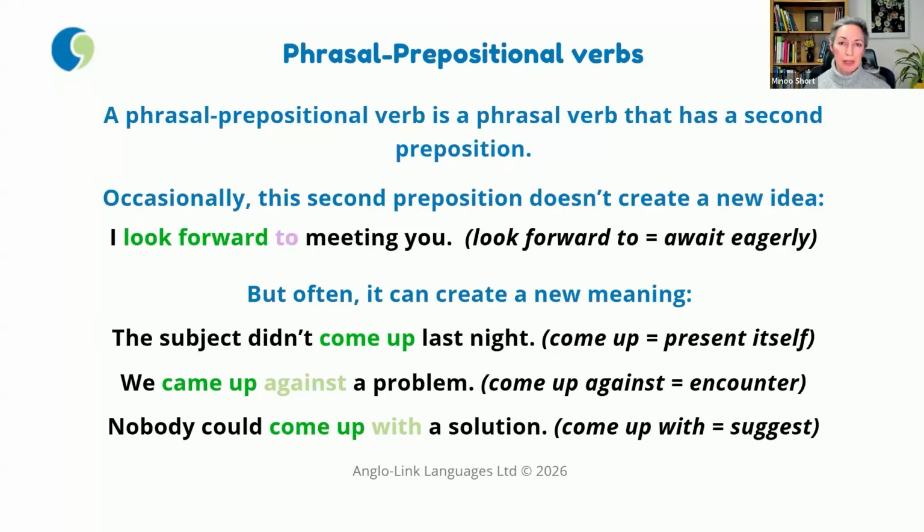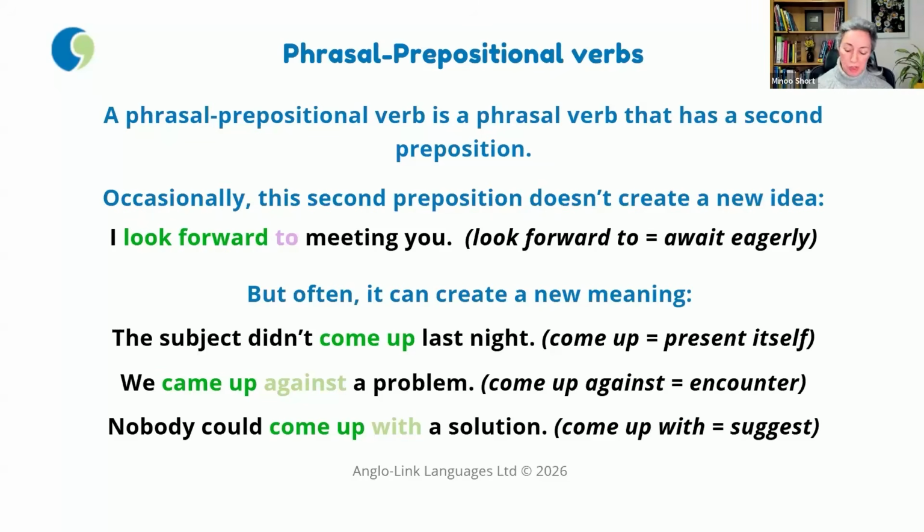If we add a second preposition, against, to this come up, we create a new verb. We came up against a problem. Come up against has a new meaning, which is to encounter a problem. And if we add the preposition with to come up, again, we create a third meaning. Nobody could come up with a solution. Here, come up with means suggest. So that's why phrasal verbs can be complicated and challenging.